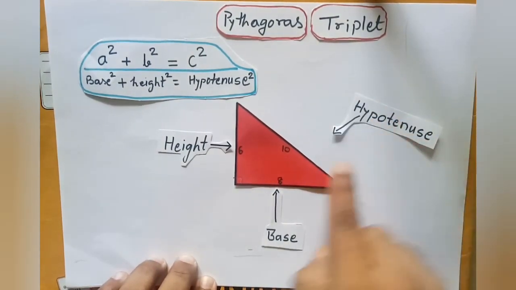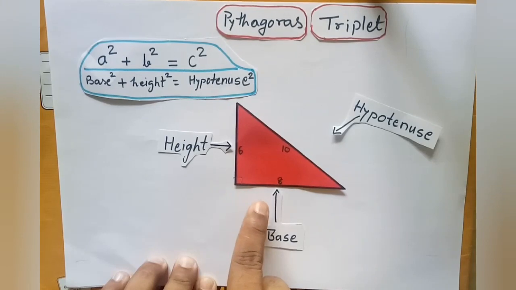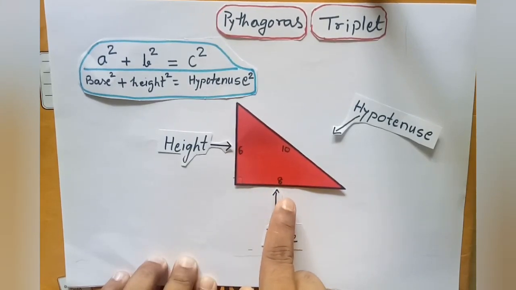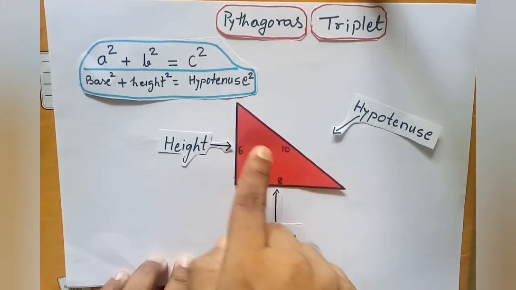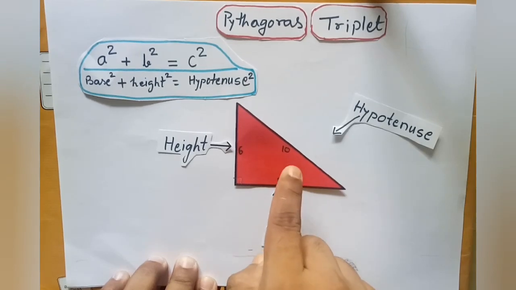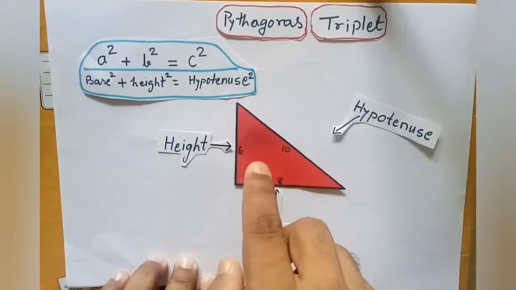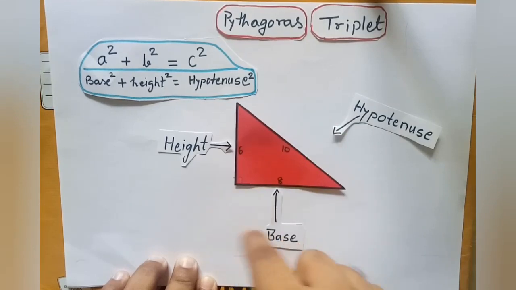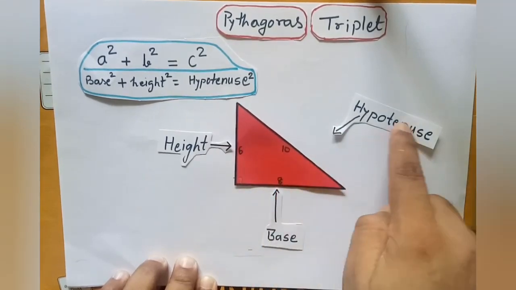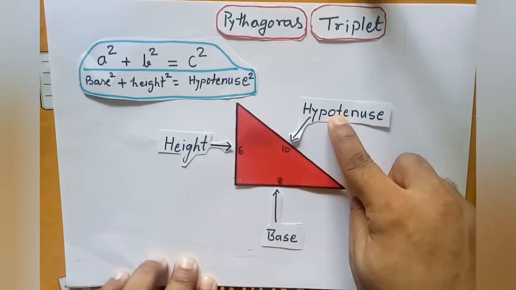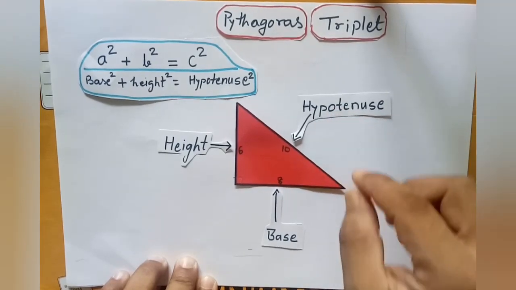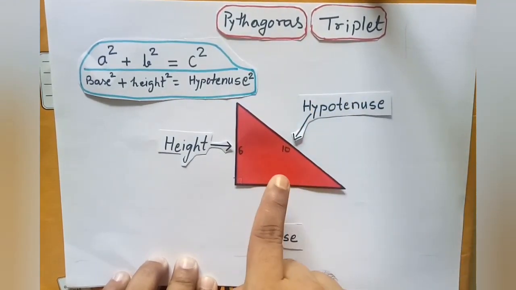Most importantly, this is 6 centimeters, this is 8 centimeters, and this is 10 centimeters. 10 centimeters is the biggest side of this triangle. So which one is the biggest? It will be your hypotenuse. So this side is called the hypotenuse. Just remember that this is the hypotenuse.